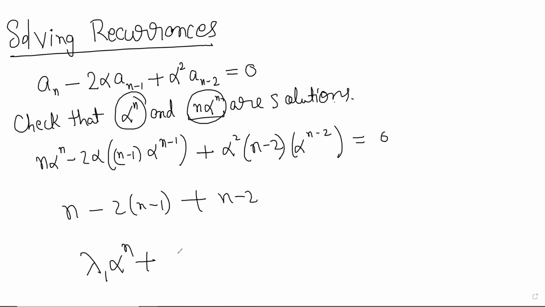So in place of beta to the n, it will be this. And now you can again find lambda 1, lambda 2 using the initial conditions. Here the twist is the n comes here. Okay, that is the twist.